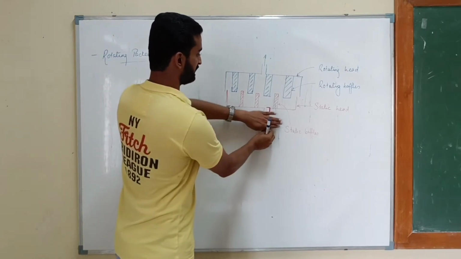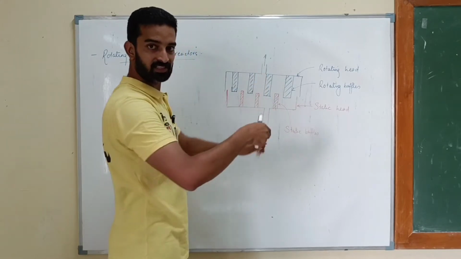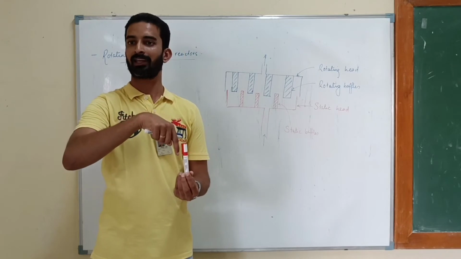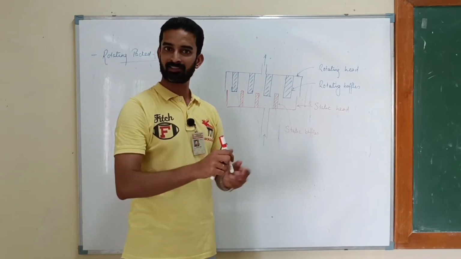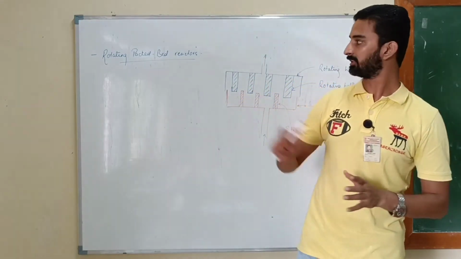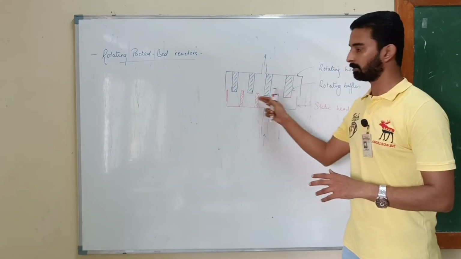Okay, this one is static and this one will keep on revolving. So around the central space, the other part will keep on revolving. Okay, like a blender you can see. This is the schematic representation of what exactly the rotating packed bed reactor is. So this part is rotating and these are the packed beds.